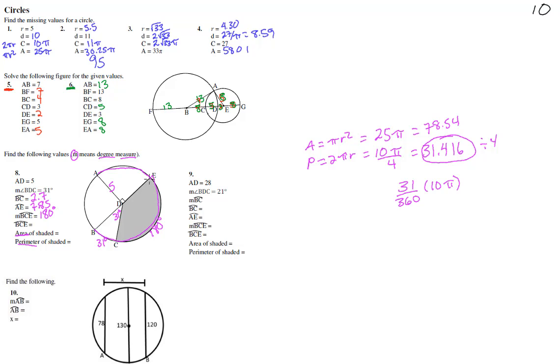Now BCE is going to be exactly half, measure of arc BCE. Holy cow, that's 180 degrees, so it had better be half of the circumference. So I'll just put that down as 5 pi. We can do that one in our head: 10 pi divided by 2.